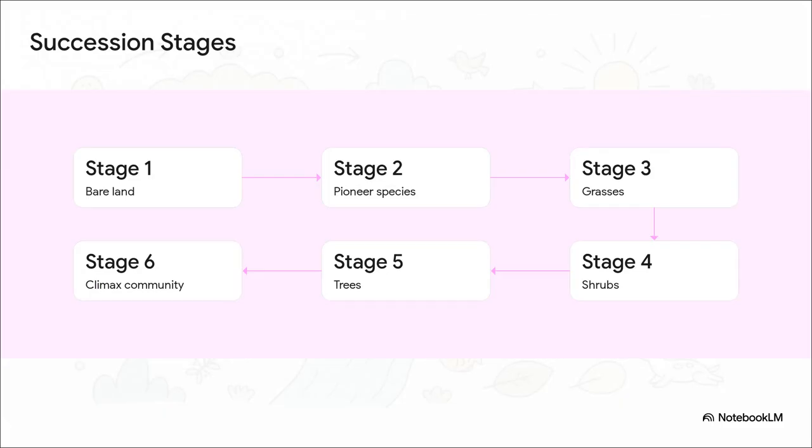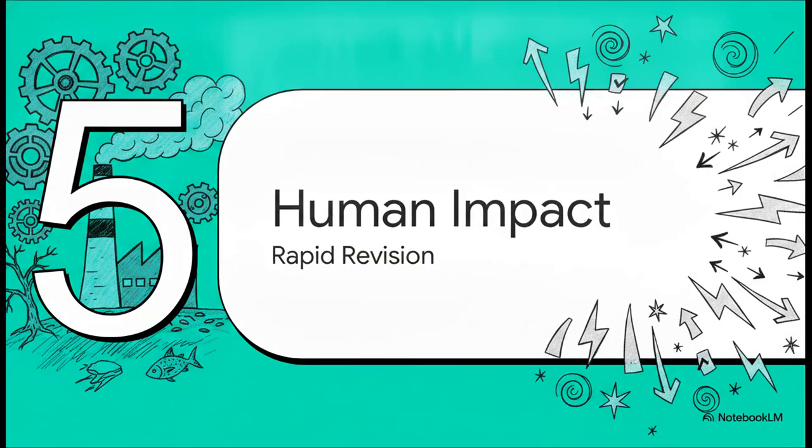Whether it's primary or secondary, succession follows a clear set of steps. It moves from bare land to really tough pioneer species like lichens, then onto grasses, shrubs, trees, and finally arrives at stage 6, the climax community. This is like your mature forest or a stable grassland. It's the final, ultimate stable stage that will basically remain unchanged unless a major disturbance comes along and knocks it down again. And finally, we've arrived at Section 5, Human Impact and Rapid Revision.